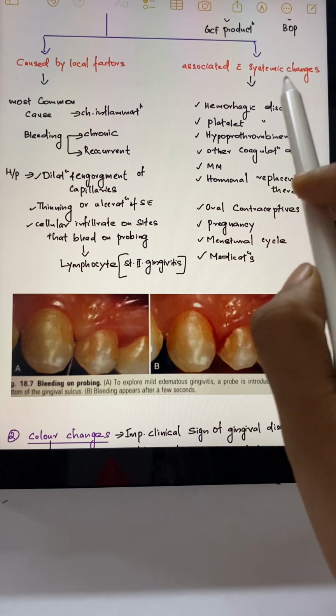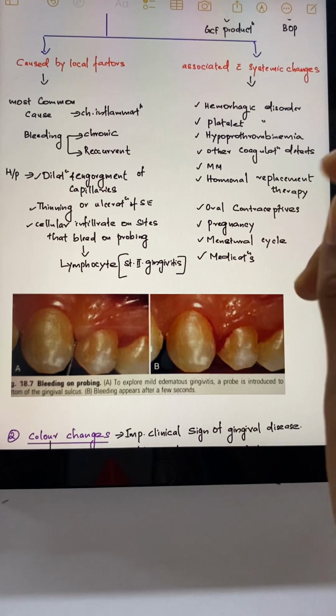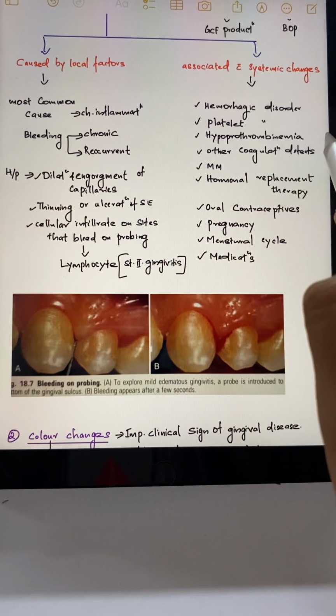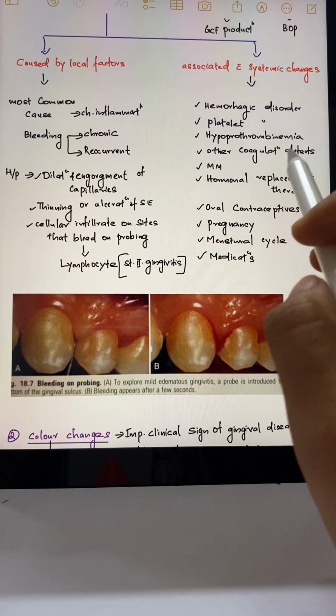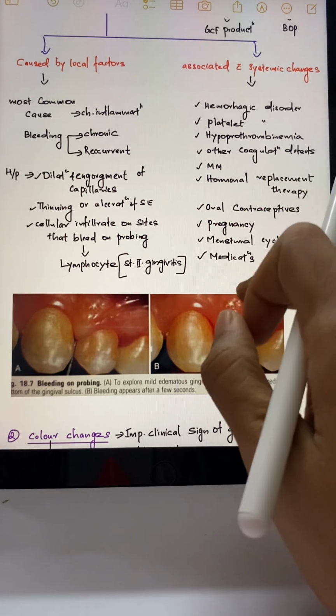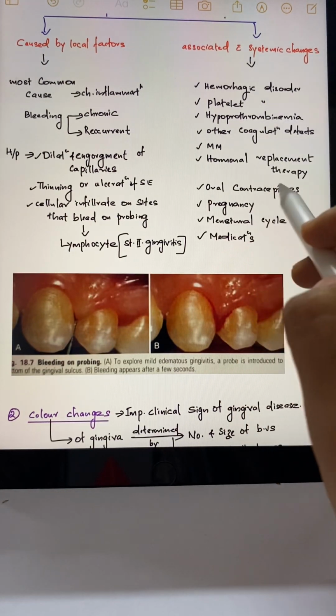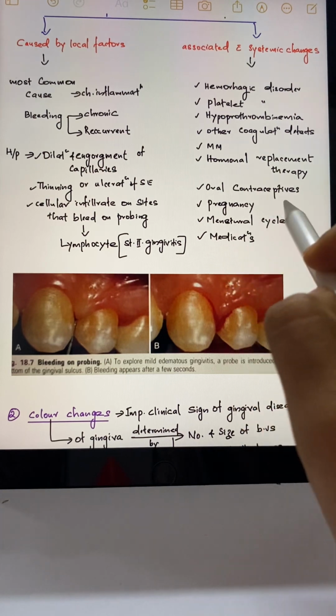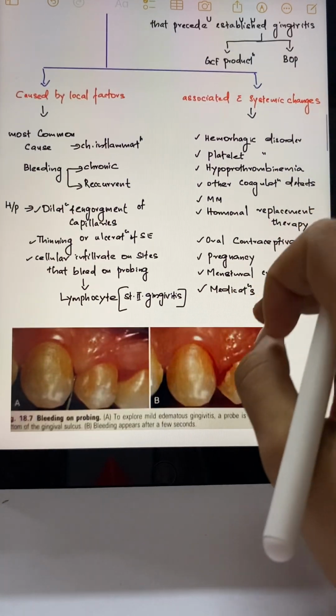And the systemic changes are the hemorrhagic disorder, platelet disorder, other coagulation defects and hypoprothrombinemia, then multiple myeloma, hormonal replacement therapy, pregnancy and oral contraceptives, menstrual cycle, medications. These all are the systemic changes.